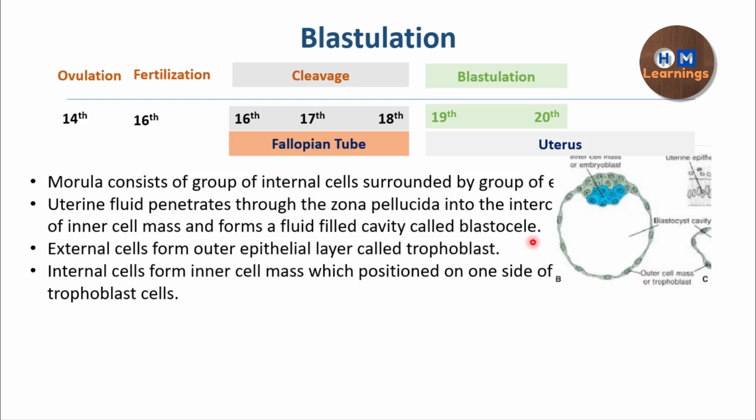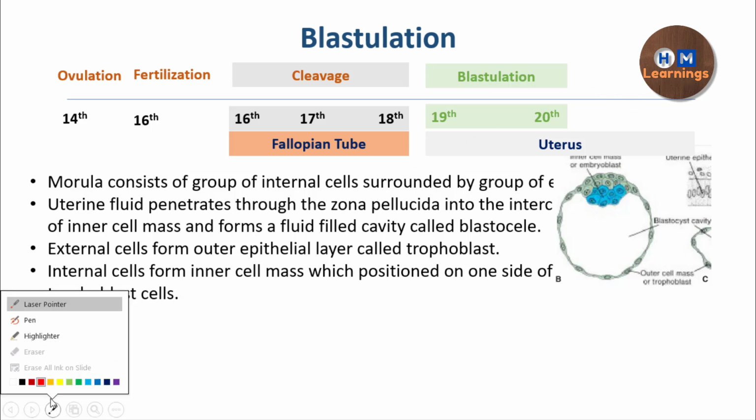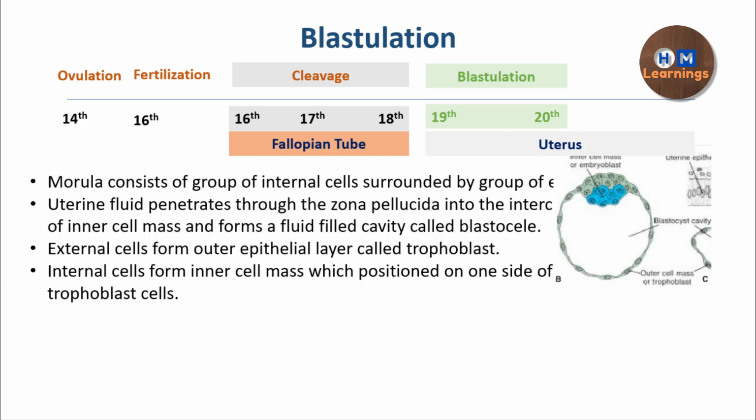So if you see this diagram, earlier you have seen that there was a ball of cells which is a compacted thing. There were so many cells compactly arranged with each other, but now there is a cavity which is being created because the uterine fluid enters inside the conceptus and forms a cavity called a blastocyst.